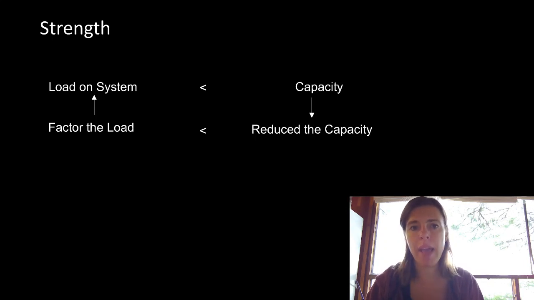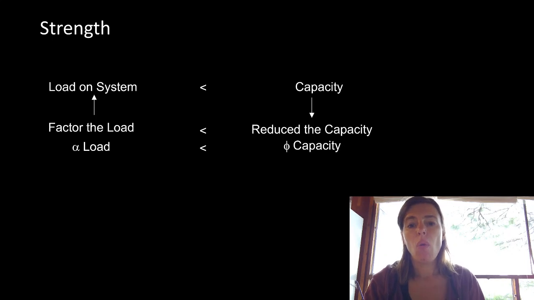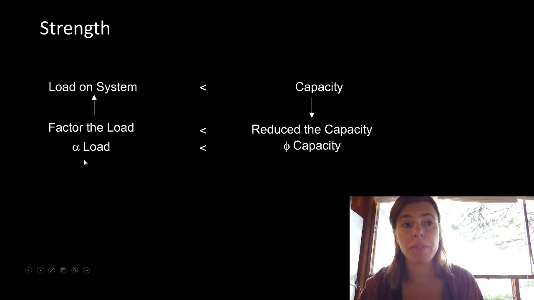So we factor the load and we reduce the capacity. So this is the same way. This is just a different way of saying the same thing. Often we'll write it with symbols. So this alpha symbol here means a factor has been applied to the load. If you see this symbol here, we've reduced the capacity of the load. So often for different materials, you'll be provided with the factor using this symbol to tell you how much you need to reduce the capacity.